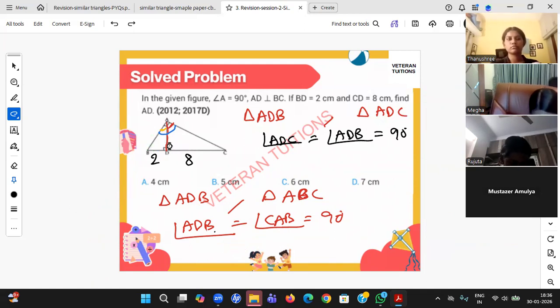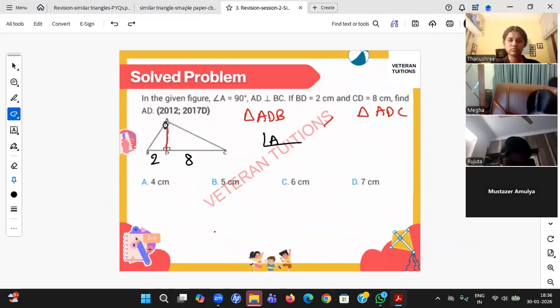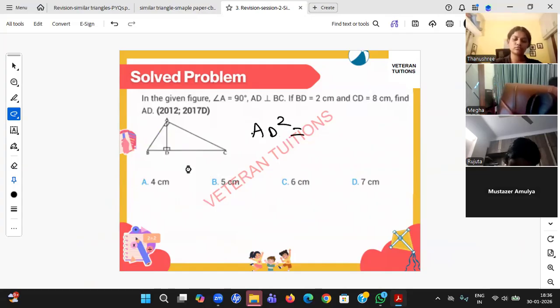You see, student, if in a right angle triangle this division is happening, you can just write AD square equal to BD into DC. This is the shortcut formula. AD square equal to BD into DC. And provided it should be right angle and it should be perpendicular bisector. Only in this scenario does this formula work.